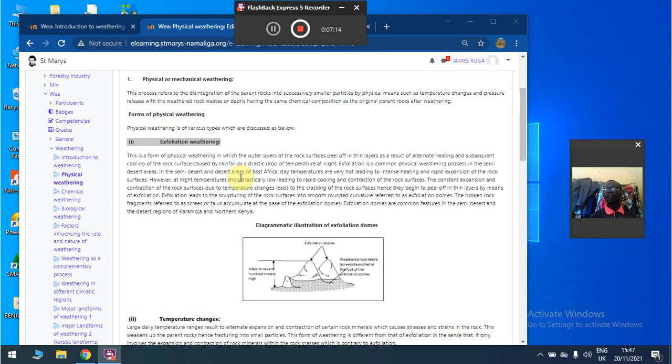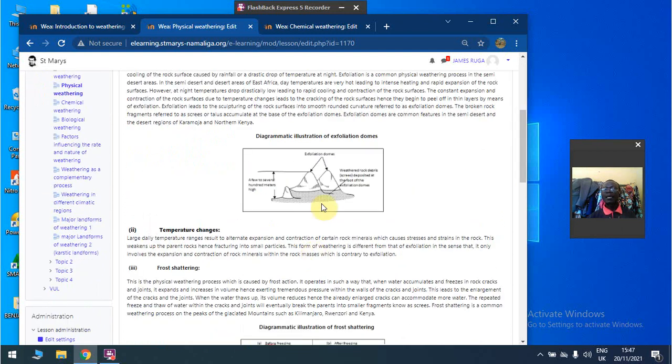I repeat, it is very common in semi-desert and desert areas of East Africa, such as the northern part of Kenya and the Karamoja region of northeastern Uganda. When exfoliation weathering occurs, it brings about smooth surfaces of the rocks, or domed curvature of the rock surfaces. The rock surfaces are curved up by the processes of exfoliation into a smooth, domed shape, and this kind of structure is termed an exfoliation dome. Exfoliation domes are very common in the desert and semi-desert areas of East Africa.